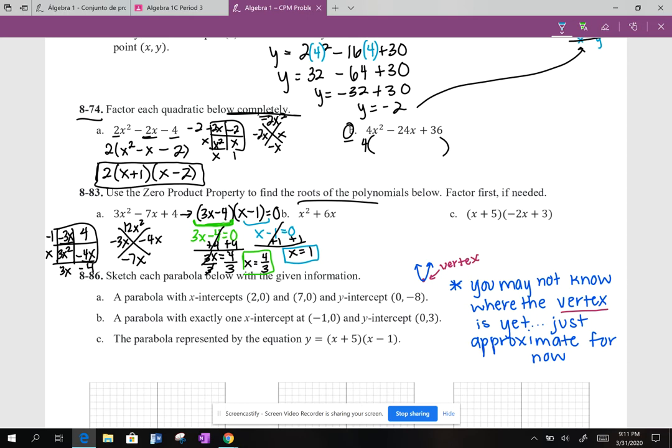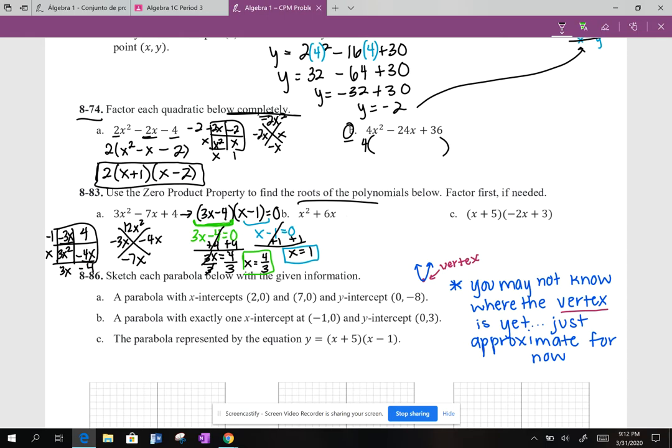Do the same for parts B and C. B you will have to factor first. This is missing a constant term, so like we did with last week's CPM set, if you're missing a term, you can put a filler in. You can put plus 0 so you can follow your usual steps.